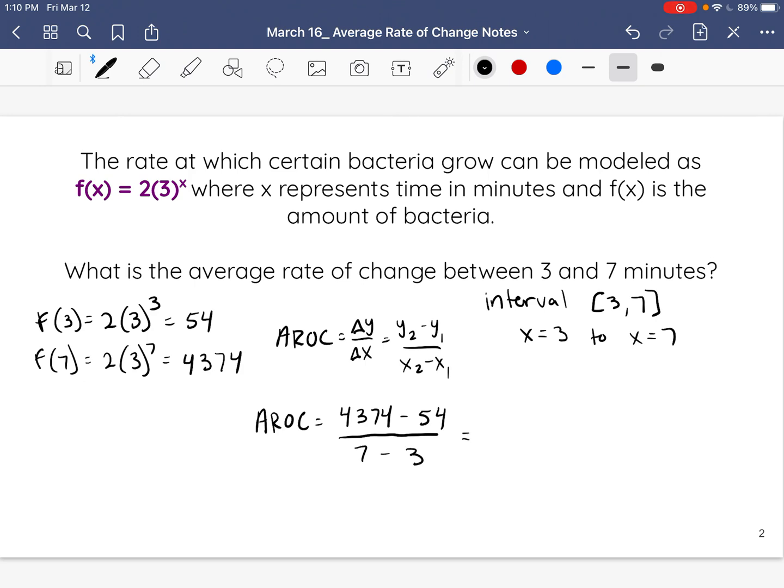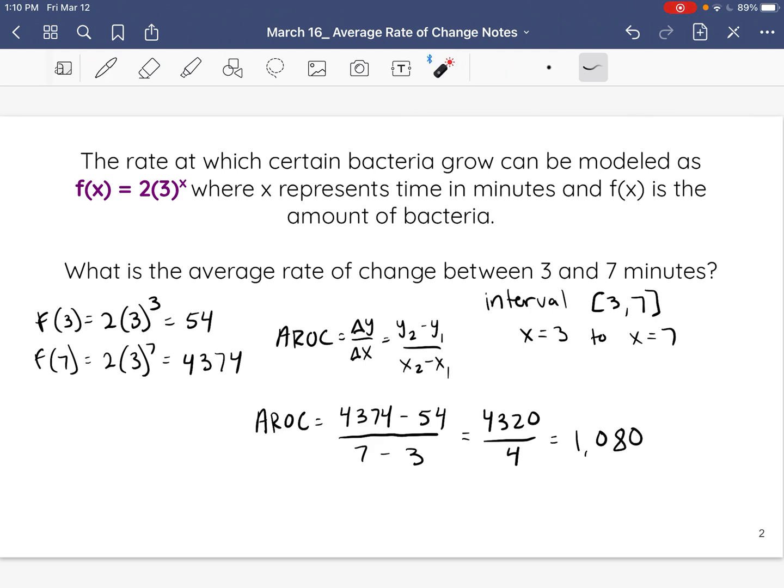Now 4,374 minus 54, that's going to leave me with 4,320. 7 minus 3 we know is 4. The last thing I'm going to do is just simplify that fraction. I'm going to divide 4,320 by 4, and I'm going to get 1,080 as my average rate of change.